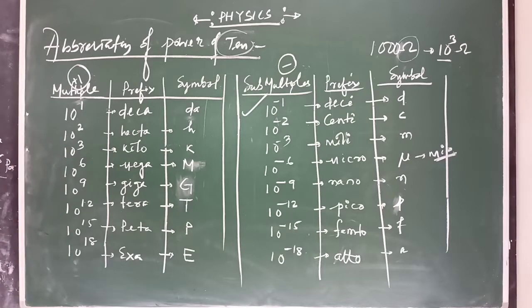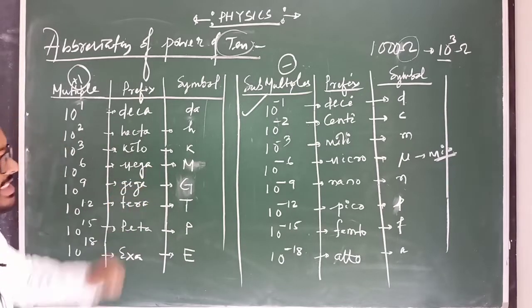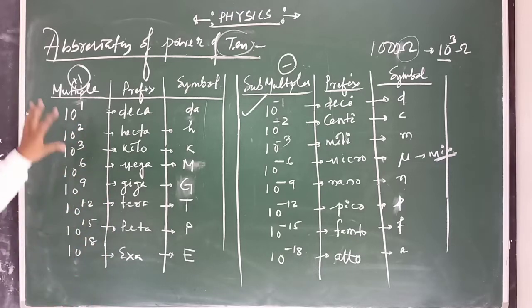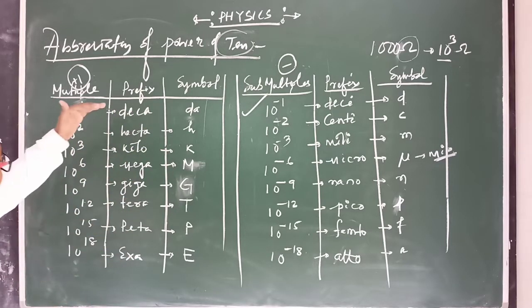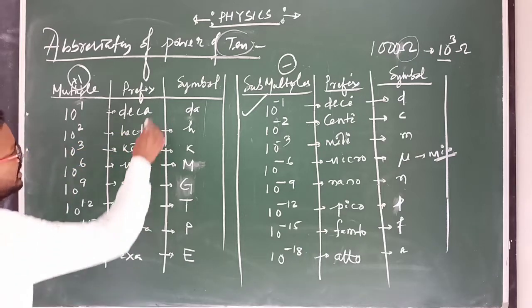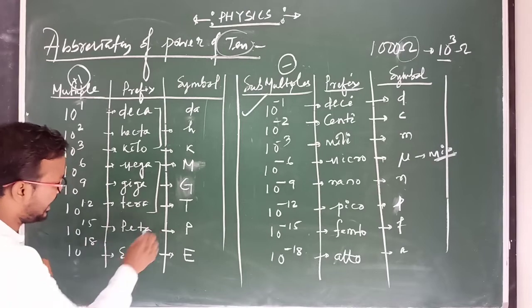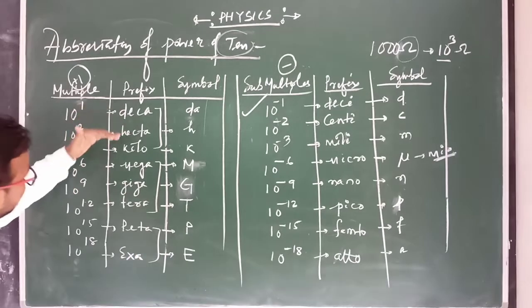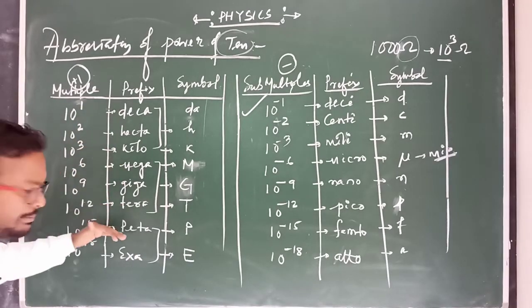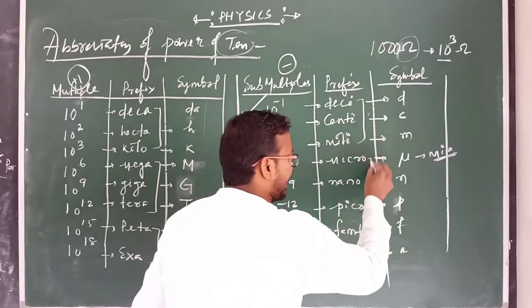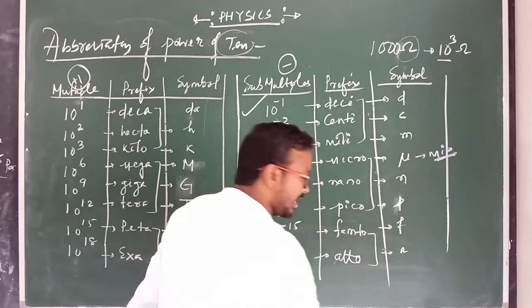So how can we remember it? If you revise it daily, then you can remember all these things, what is a multiple and what is a submultiple. Deca, hecta, kilo, you have to remember by 3, 3. Deca, hecta, kilo, mega, giga, tera, peta, exa. Similarly, deci, centi, milli, micro, nano, pico, femto, atto.